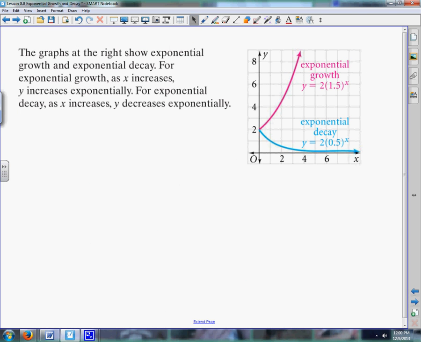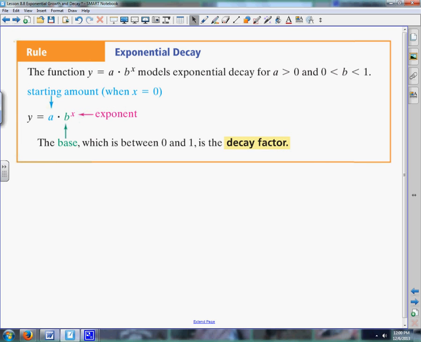All right, the graphs at the right show exponential growth and exponential decay. For exponential growth, as x increases, y increases exponentially. So this is exponential growth. They're both starting at 2 and they're going up. For exponential decay, as x increases, y decreases exponentially. So it's going to go down, and like I said before, you're never going to quite reach the 0, the x line. So it just goes right along the bottom and just keeps getting tiny, tiny, tiny.